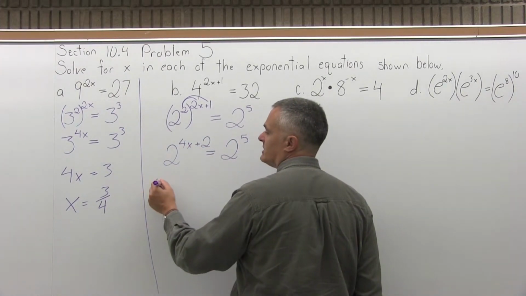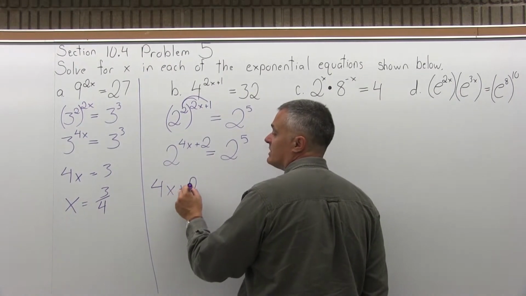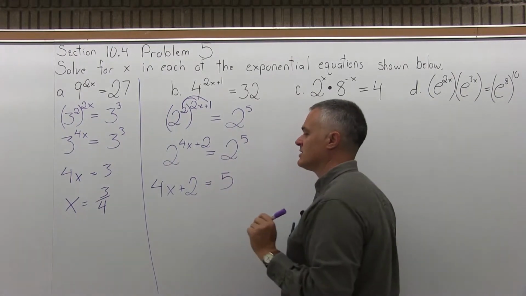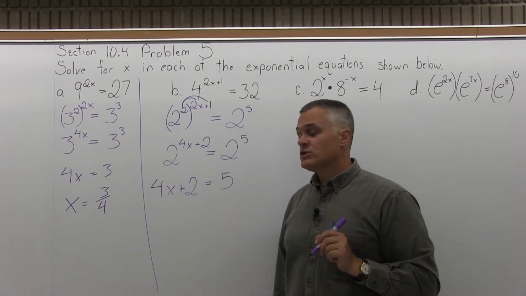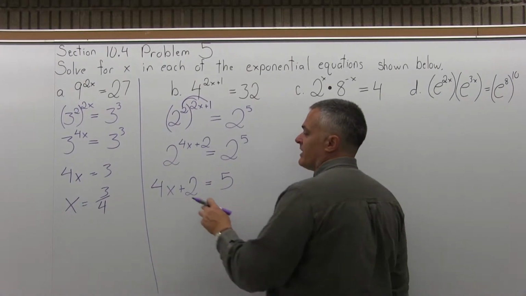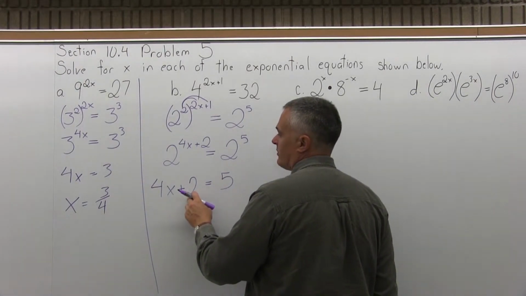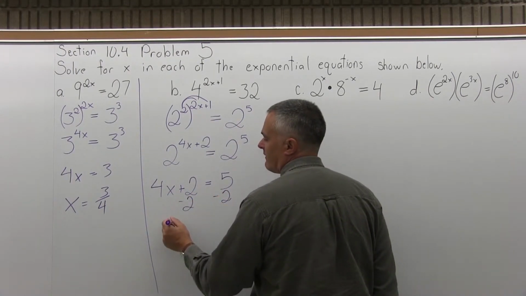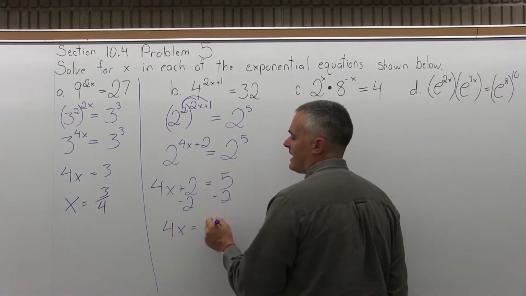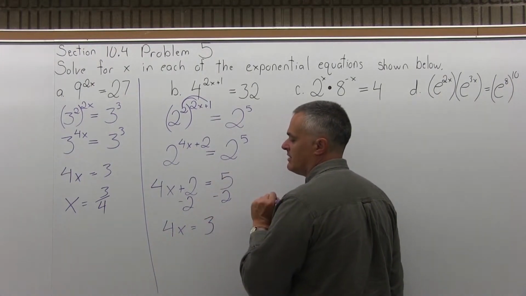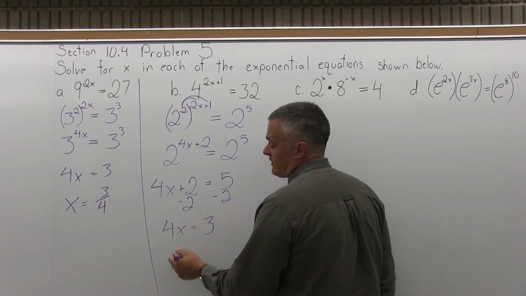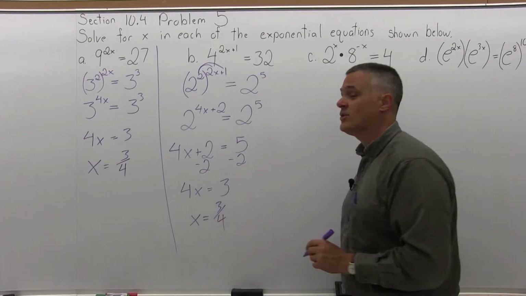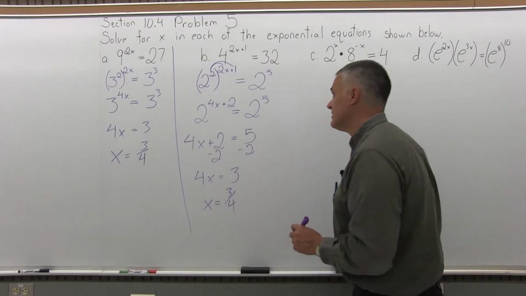So now I can set the exponents equal to each other. 4x plus 2, the exponent from the left side of the equation, equals 5, the exponent from the right side of the equation. Now, I want to solve for x. So let me get rid of the 2 that's on the left side. So I can subtract 2 from both sides. So I'll have 4x equals positive 5 and negative 2 is 3. And now to solve for x, divide out the 4. And it comes out to 3/4, just like part A. So that's coincidental. The answer is not always 3/4.